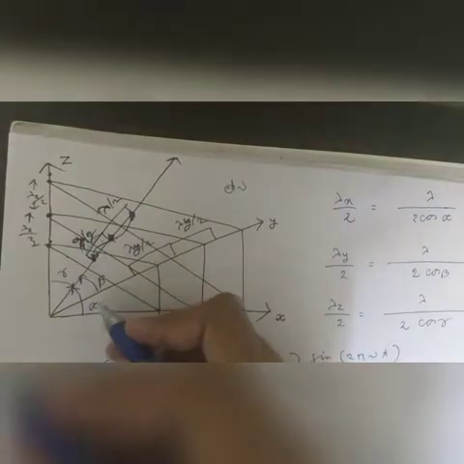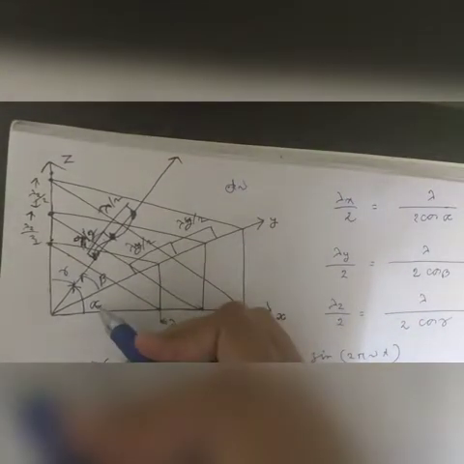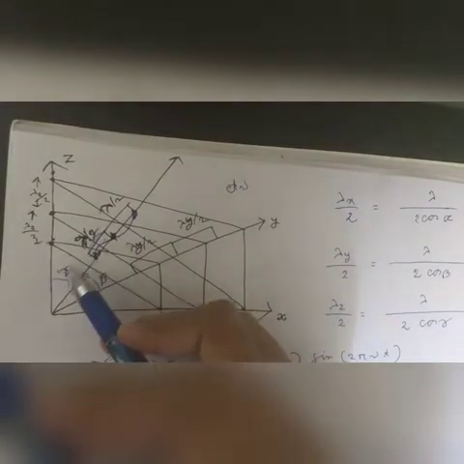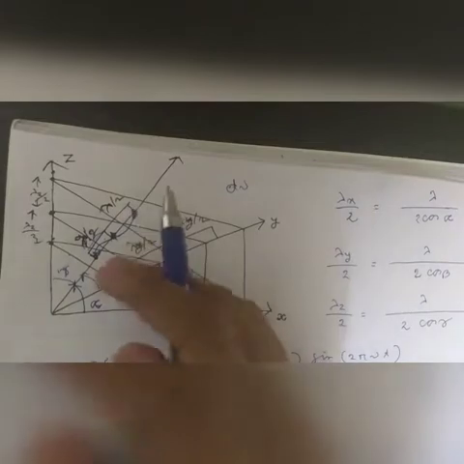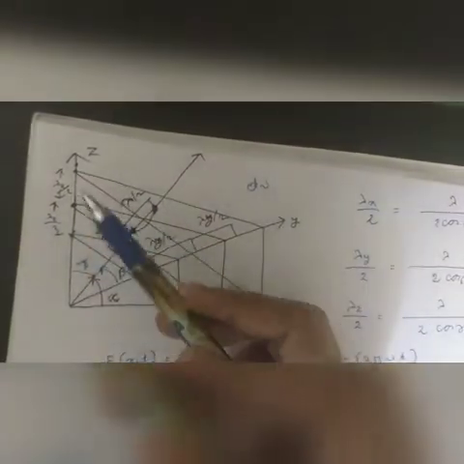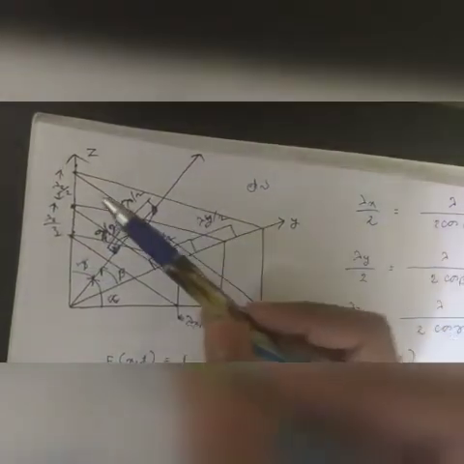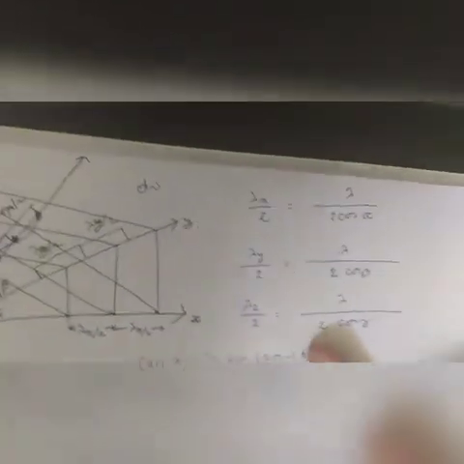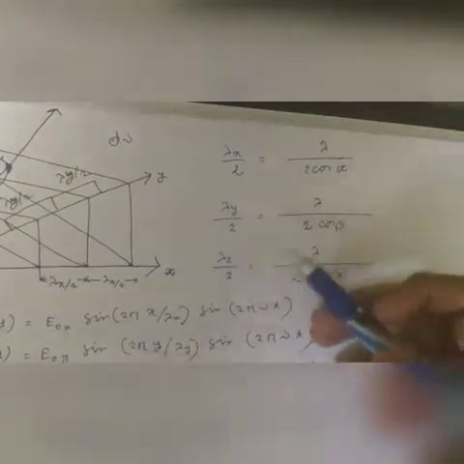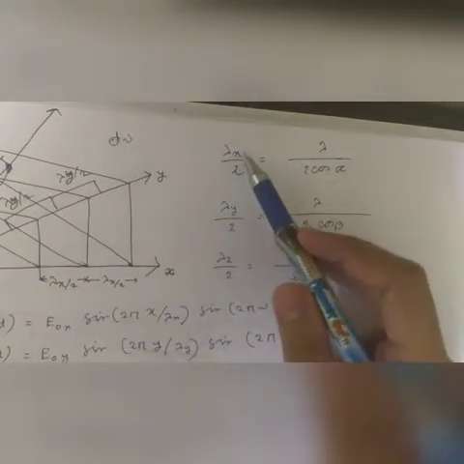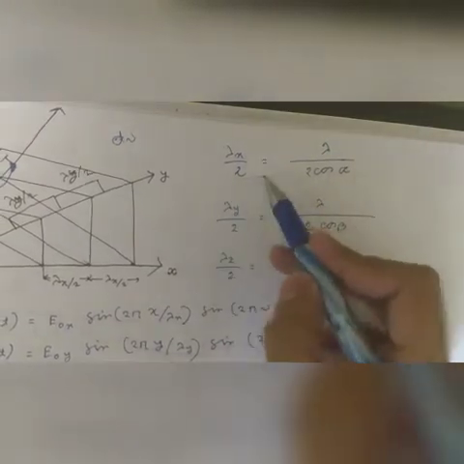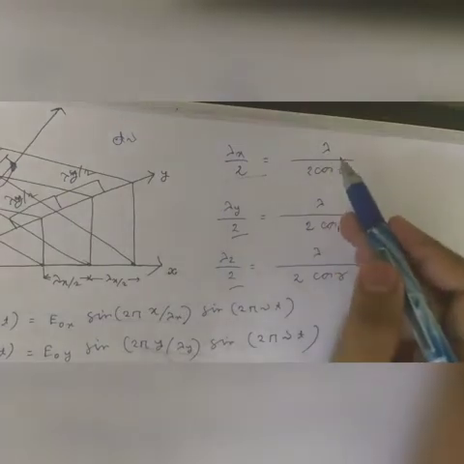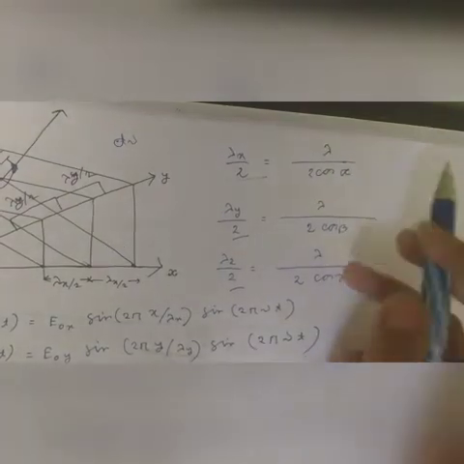and the electromagnetic wave has made an angle alpha with the x-axis, beta with the y-axis, and gamma with the z-axis, and we have shown the projections on the x, y and z axes respectively. Now we will see this relation is very simple. We have written lambda x by 2, lambda y by 2, lambda z by 2 in terms of lambda and the projection angle.